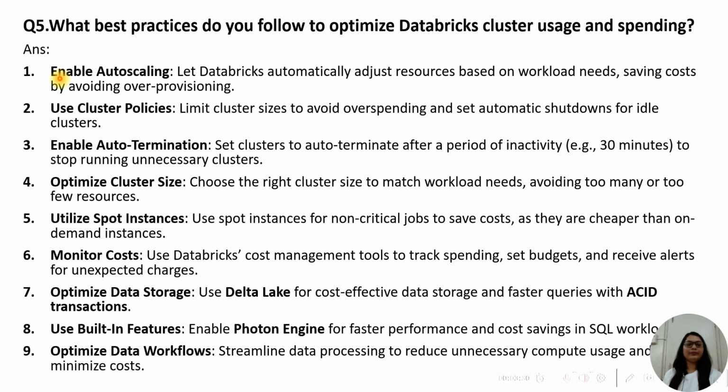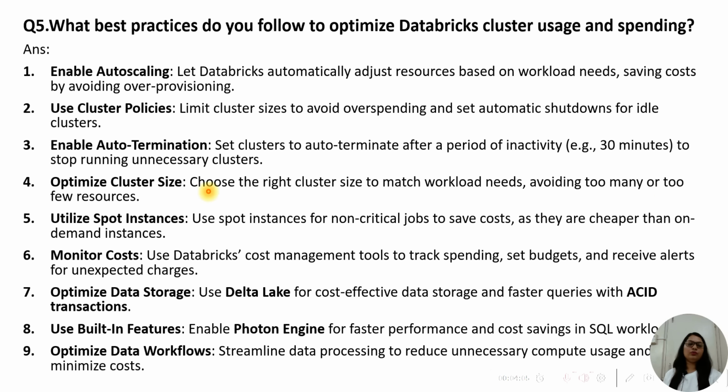So you can say things like enable autoscaling. We already discussed autoscaling. Whenever there is a workload, it will automatically scale out and scale in. Then use cluster policy. We can limit the cluster size to avoid overspending and set automatic shutdown for idle clusters. Then enable auto termination. We can set 30 minutes or 15 minutes whenever the cluster is inactive or not in use. Then optimize cluster size. We can choose the right cluster size to match the workload needs.